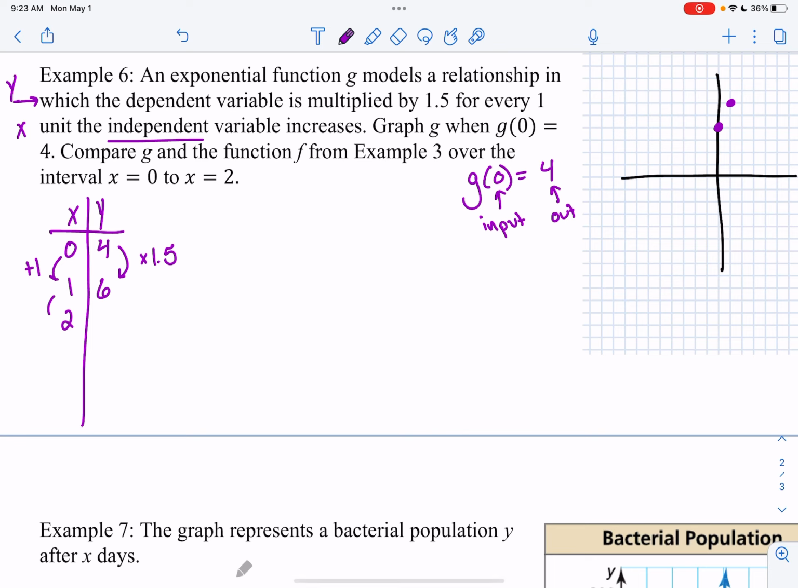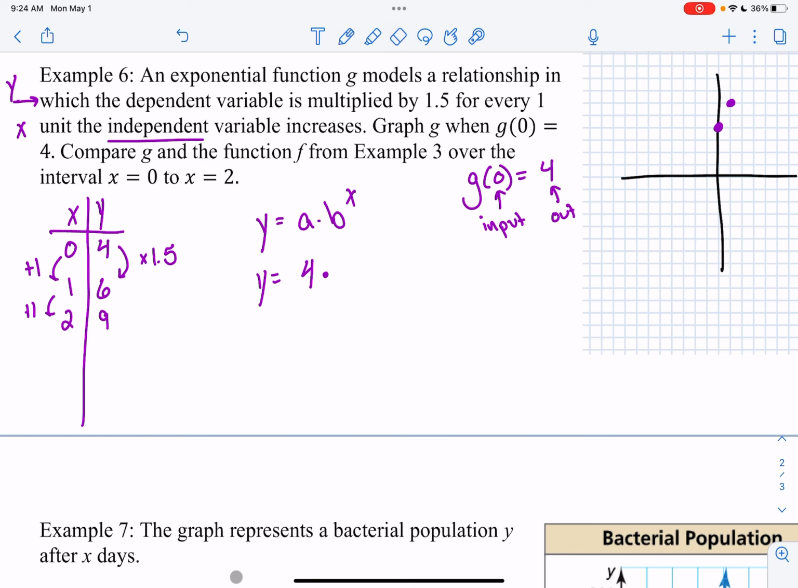If I plug in a 2, that went up by 1, so now I need to multiply by 1.5. 6 times 1.5 is 9. So our standard basic exponential function, again, is a times b to the x. And if you remember from the last video, this a normally comes from the y-intercept. So I know my a is 4. Now I just need to figure out what my b is.